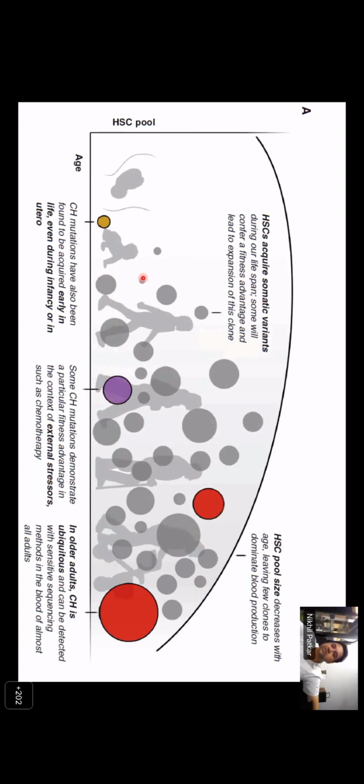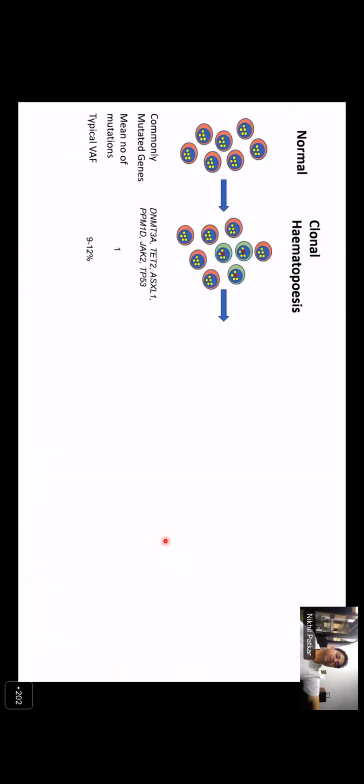But essentially, as a person starts to age, these clones expand. See, this is an old guy, this is a baby. In babies, you can't detect them, but in older people, these clones start to expand, and they can be detected with sensitive methods. These are mutations in very specific genes, such as DNMT3A, TET2, ASXL1, and a variety of others, at low VAFs of 9 to 11%.